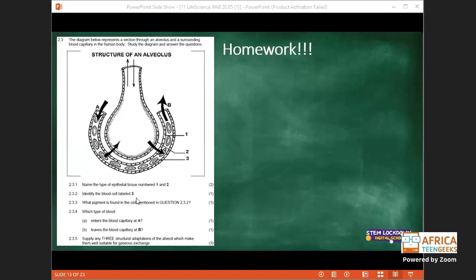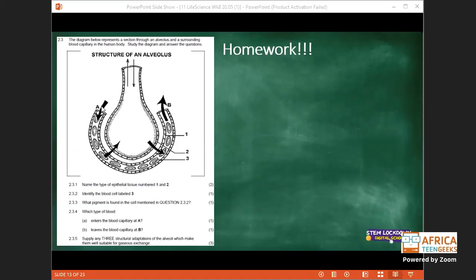The type of epithelial tissue numbered 1. So here is 1. Okay, Lesedi. Number 2.3.1 was flattened squamous epithelial tissue. Which one is the squamous epithelial tissue? Is it 1 or 2? It is number 1, if I'm not mistaken. Then what is number 2? Isn't it both squamous epithelial tissue?